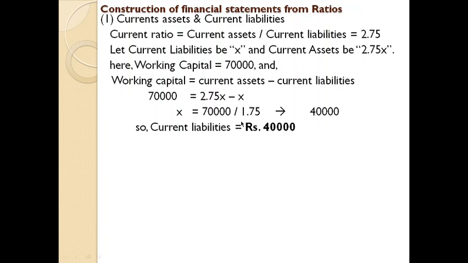And we also assumed that current assets is 2.75X. We found X is 40,000. Just multiply 40,000 with 2.75. You will get 1,10,000. I hope you are aware of these steps because we have done this kind of adjustments in the previous sessions. So you found current liabilities and current assets.